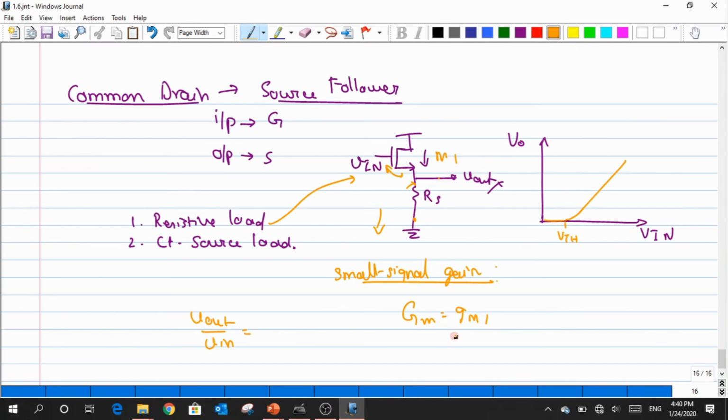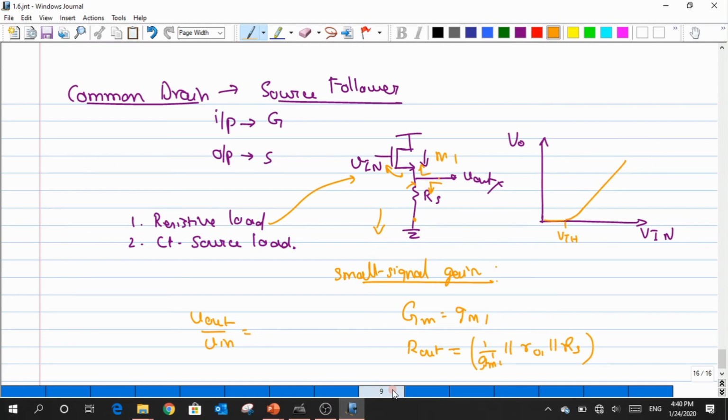Clear? Yeah. So what about the R out? So again, when I look down, I'm looking at an RS value, okay? When I look upward, I have 1 by GM1 parallel with RO1, and if you want body effect, we can just put a prime here, and then everything goes in parallel with RS. Okay. So you just multiply both these quantities to get the answer of gain.